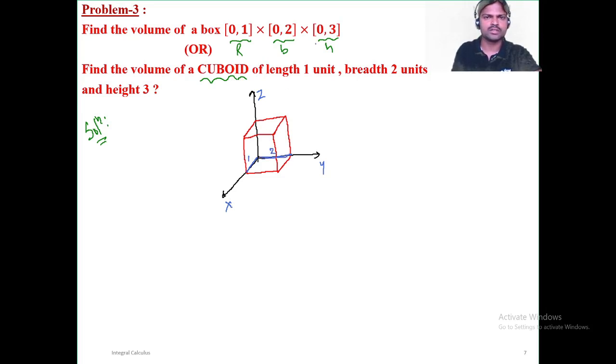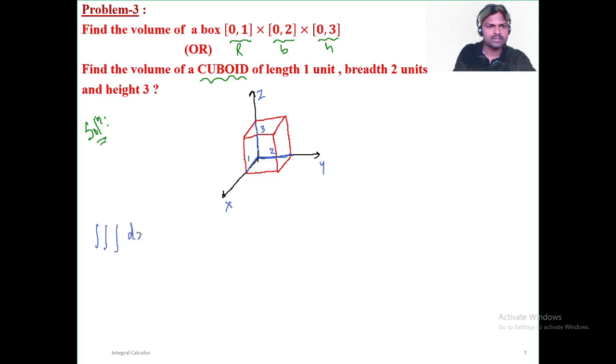Next, the z length is 0 to 3. Z is varying from 0 to 3. So this is 3 units. Remember, we are assuming the box has one corner at the origin. Then this diagram is correct. That's why I am drawing a rough diagram for this. Now let's find out the volume of such a cuboid.